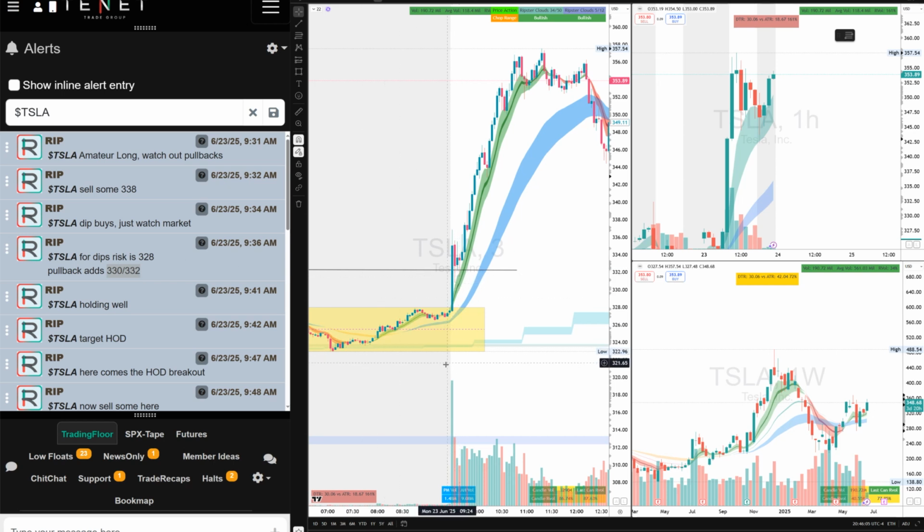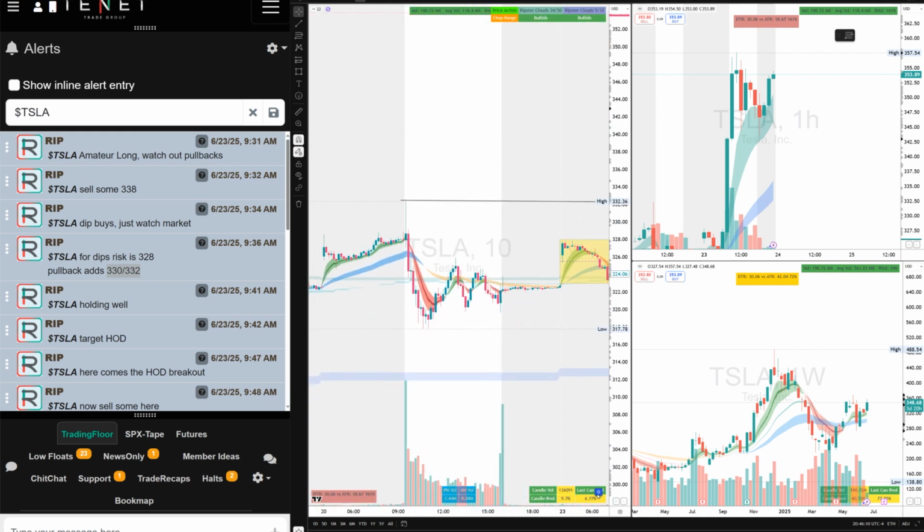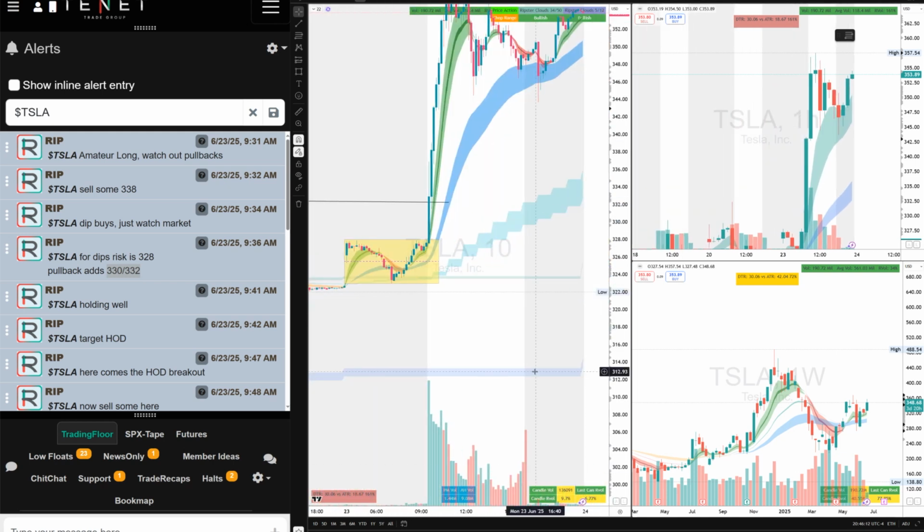So that's where you buy, because your risk is 328. Wherever you're buying, if it doesn't work, you would cut it. But the dip buys at 330, 332 work. And that's when it started to push.